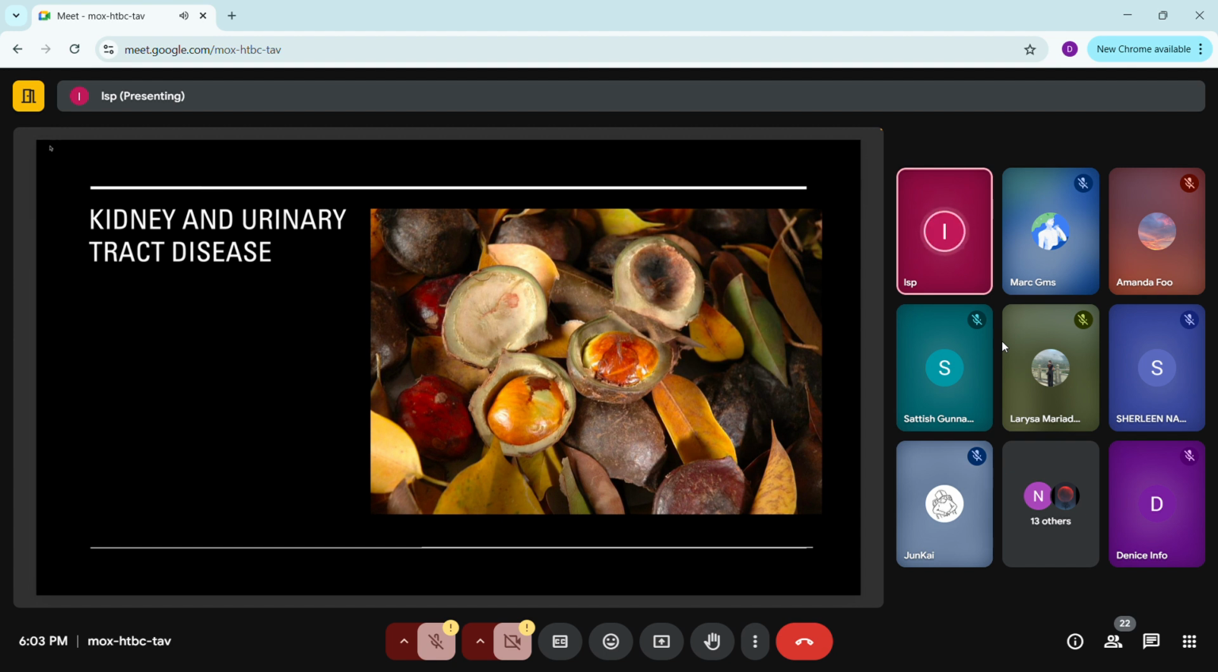And the range of diseases and disorders affecting the kidneys and urinary tract is huge as well, and a large number of diseases we will go through. Hopefully, you guys can understand the pathophysiology and hopefully know about the treatment as well of each disease.